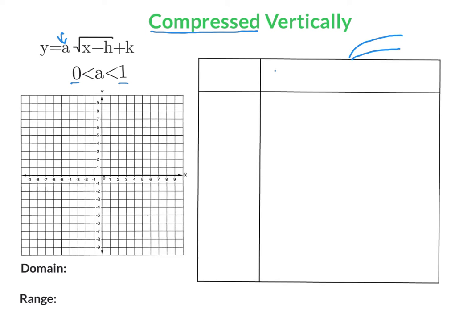So for this one, we'll have y equals 1/2 times the square root of x minus 1 plus 3. And then I have an x value. All right, so same thing. I can pick my x values, but I have to be strategic. First, you look here. Underneath the square root cannot be negative, but it can be 0.